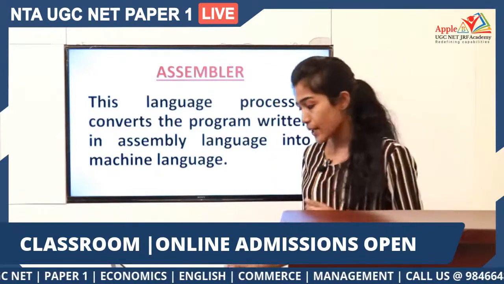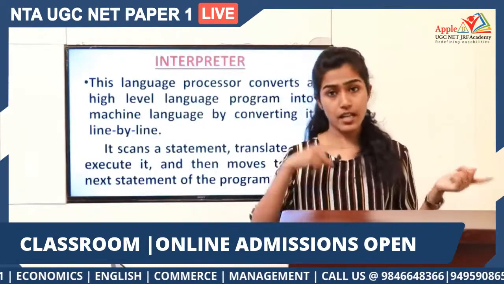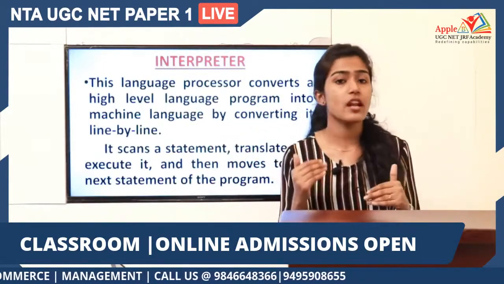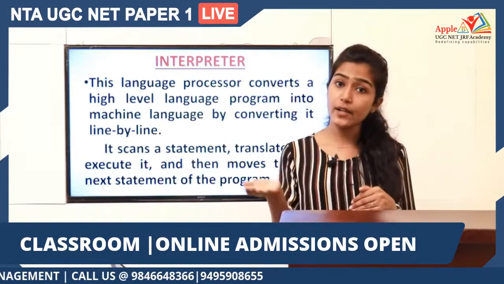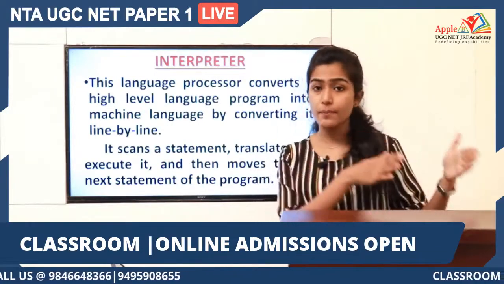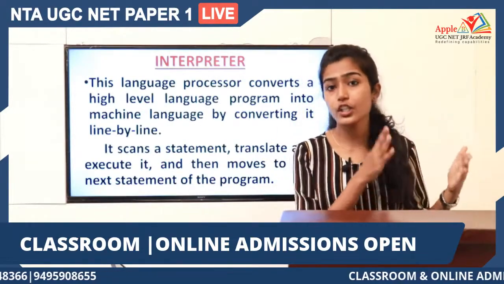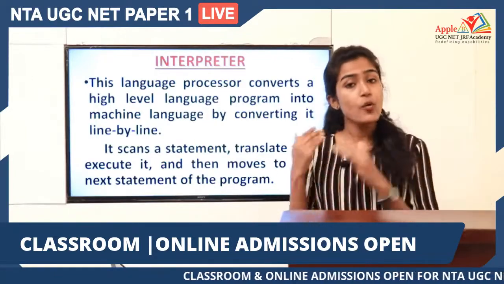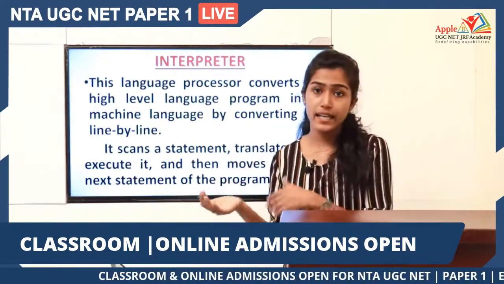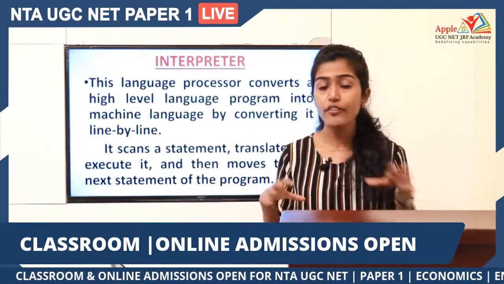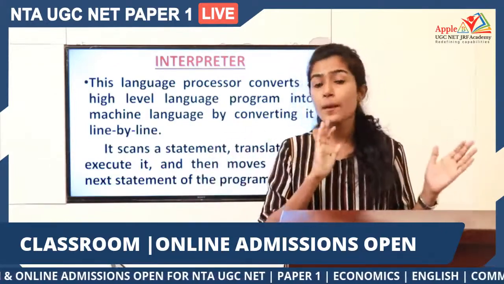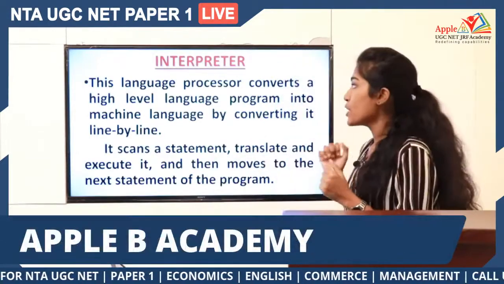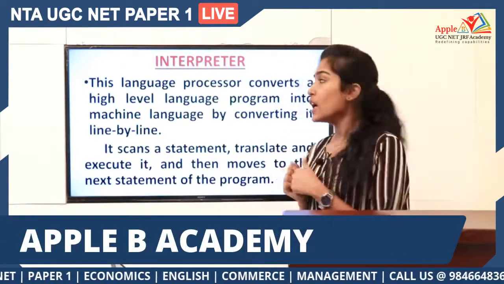Now we are coming to the other two types, the interpreter and compiler. Interpreter and compiler, both of them are used for the translation of high-level language into machine language. Assembler is used for converting or translating assembly language into machine language, whereas interpreter and compiler are used for the translation of high-level language into machine language. Then what is the difference between an interpreter and compiler? That is what we are now going to study.